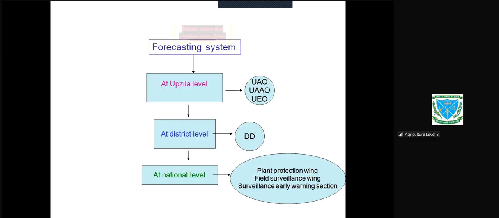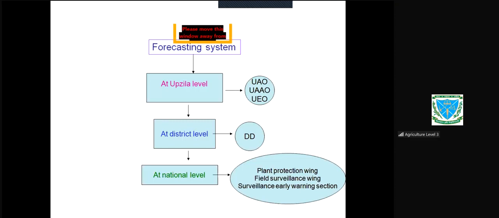And then they will send it to the district level, and the DD, deputy director, and the additional deputy director also will work and compile all these Upazilas' data, make a report and send it to the national level. National level means this will go to the plant protection wing. There is a wing of plant protection, the PP wing, the field surveillance wing, and the surveillance early warning system. There is another system. So mainly the plant protection wing is the main, and it will take the action. That means they will forecast to the farmers of a particular area or the whole country of Bangladesh by different means.